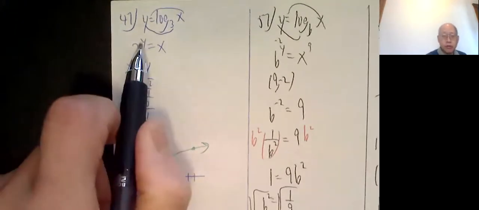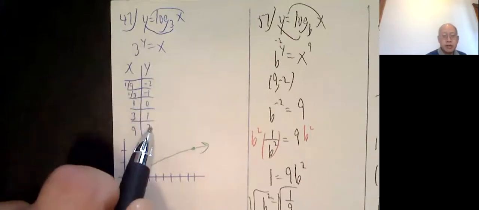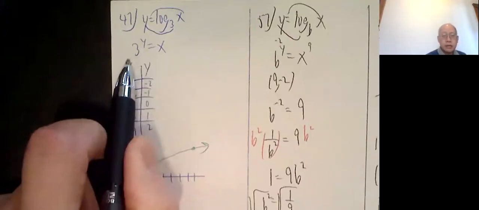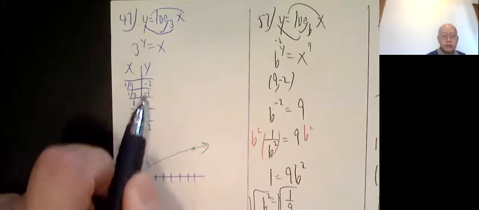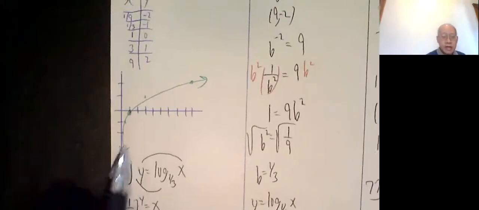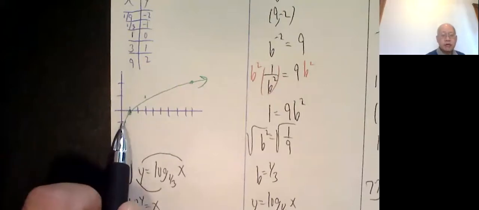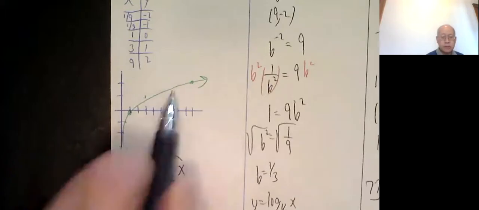So if I plug in 0 for y, x is 1. Plug in 1, x is 3. Plug in 2, x is 9. Plug in -1, 3 to the -1 is 1/3. Plug in -2, 3 to the -2 is 1 over 3 squared, 1/9. So the points are (1/9, -2), (1/3, -1), (1, 0), (3, 1), (9, 2). So the log function looks something like this.